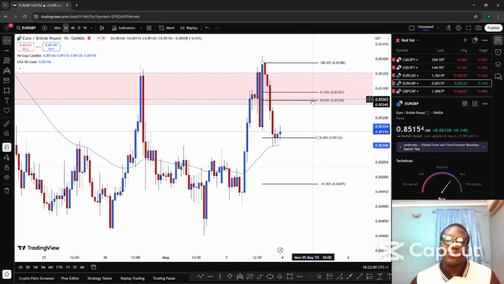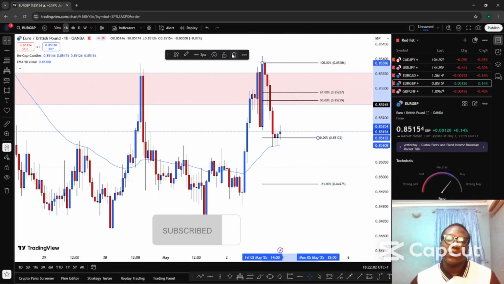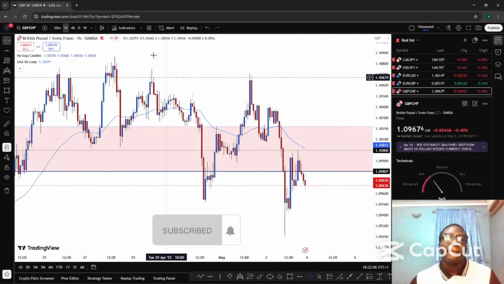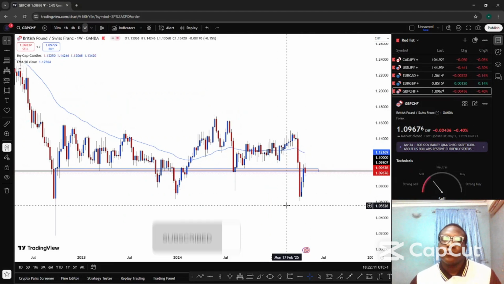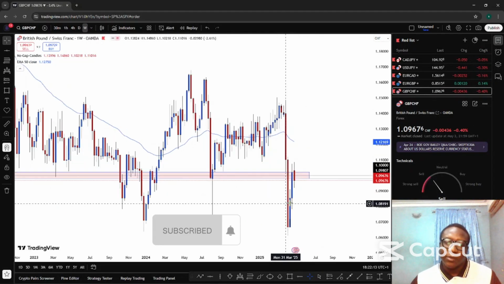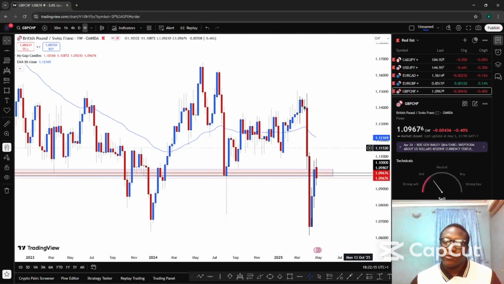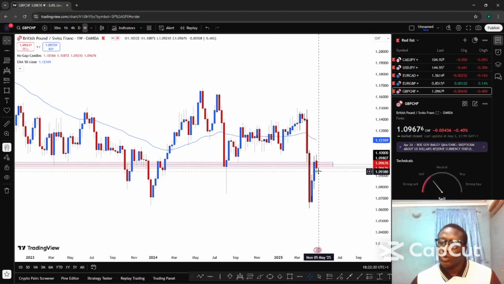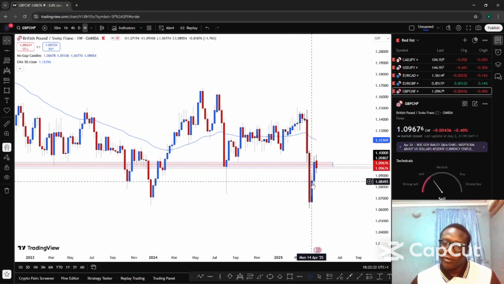So down to the next pair. The next pair we're going to be having is GBP/CHF. For GBP/CHF, I really don't want to add this to my list at the moment, but I've been waiting for this pullback for the past 2 weeks, and now we're at our weekly area of interest.